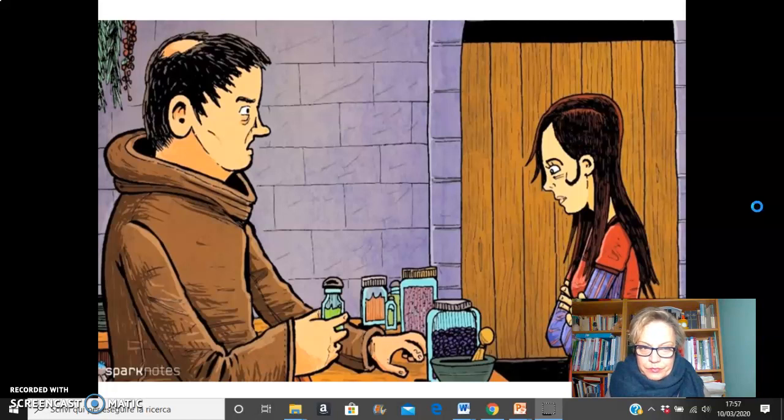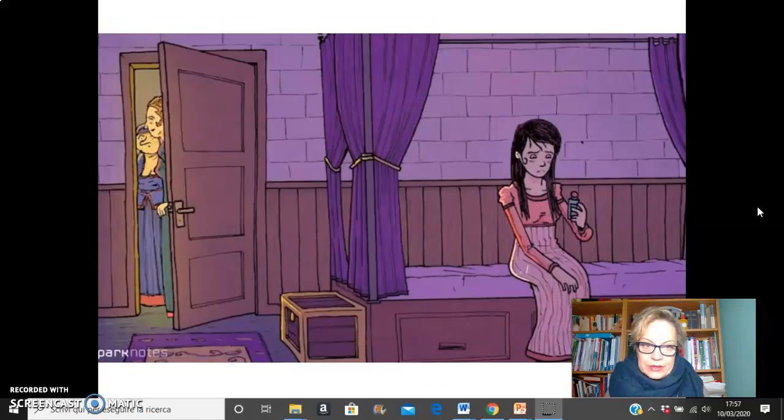Juliet decides to drink this potion and to follow Friar Lawrence's instructions.